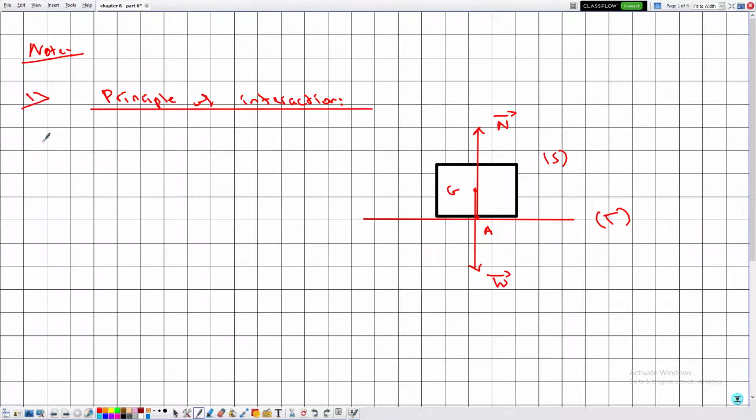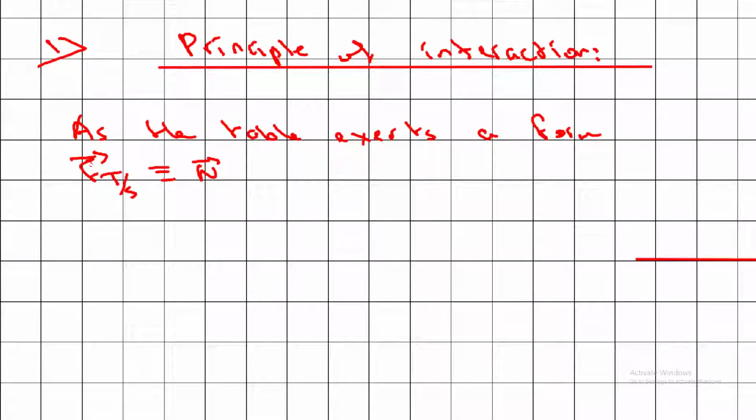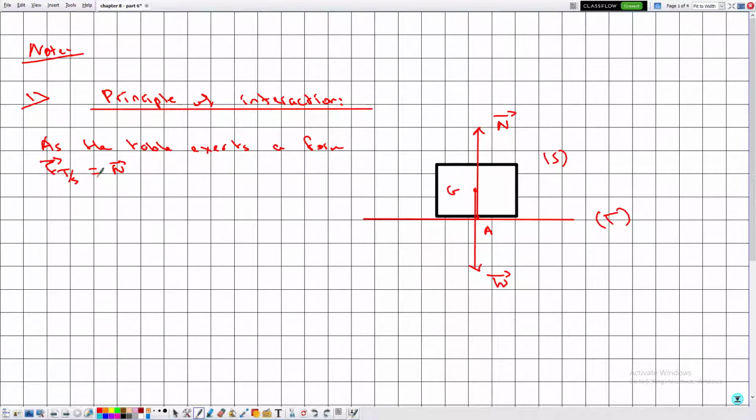Now let's say that the table exerts a force F, the table on S, which is said to be the normal reaction in this case. So what is the force? Let me write it between brackets. So this force is given by the force F table on S, which is given by the normal reaction on the solid S.